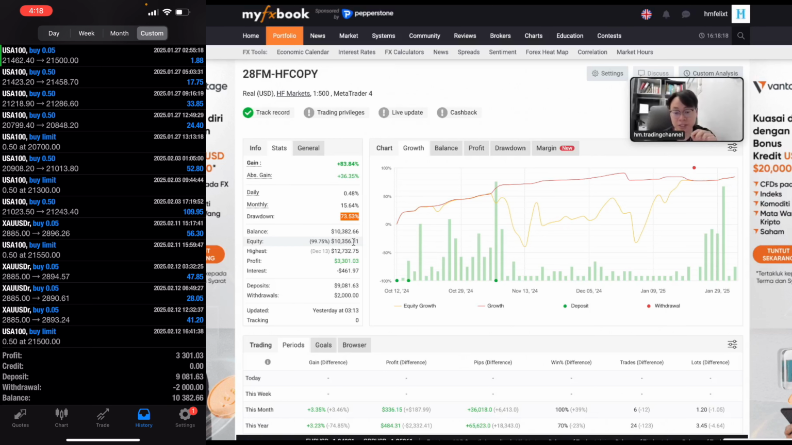FH Copy is a copy trading feature. We have not opened it up to the public. Hopefully it's going to be soon. And basically, one good thing about FH Markets compared to the account shown on DarwinX is that they are swap free and commission free. So I paid zero for commissions, but I do pay some swap.